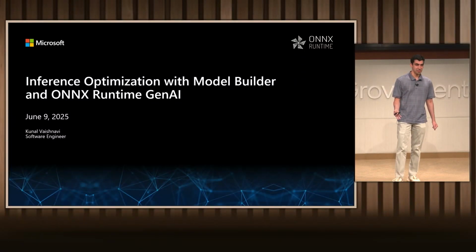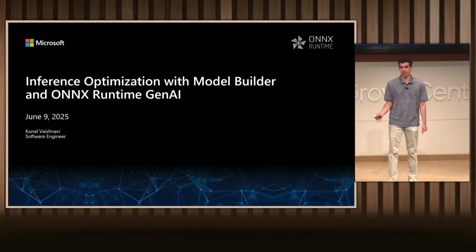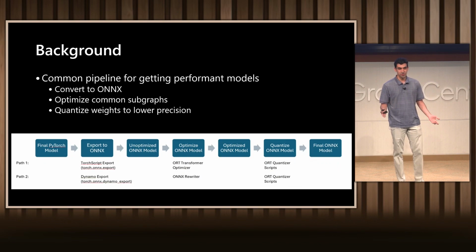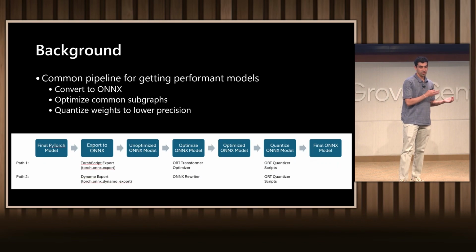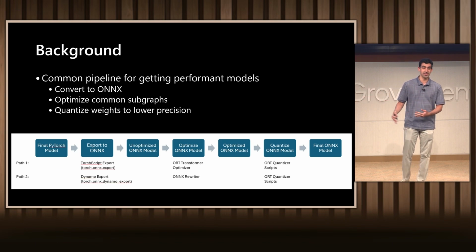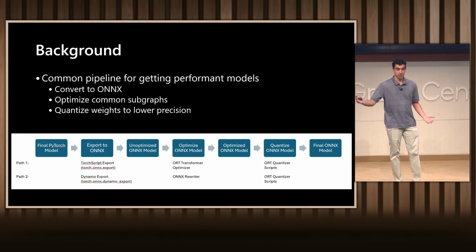And today I'll be talking about inference optimization with Model Builder and ONNX Runtime GenAI. So a little bit of background. What's the typical way people traditionally get models from, let's say, PyTorch to an optimized and quantized ONNX model state so that it can be performant and shipped to production?